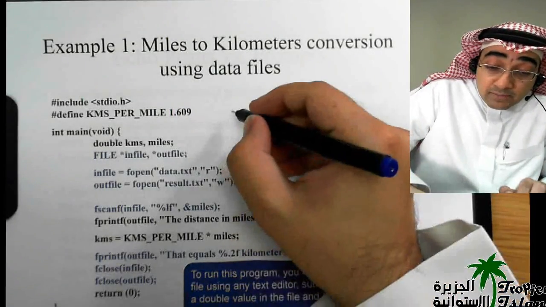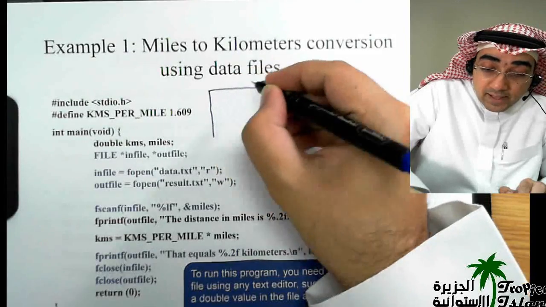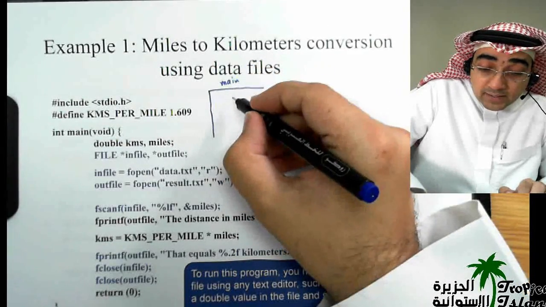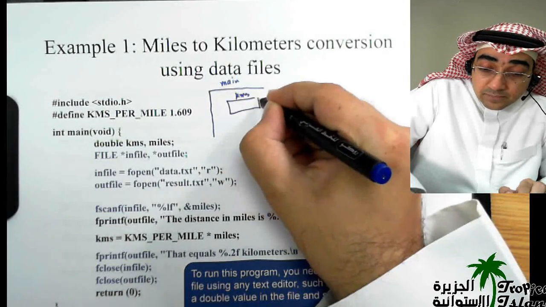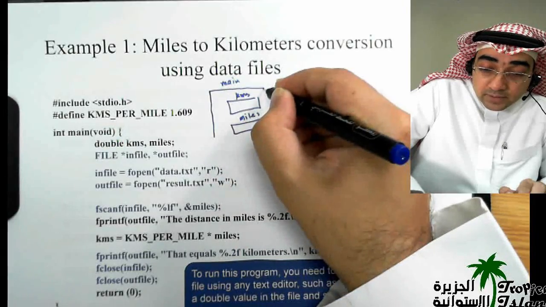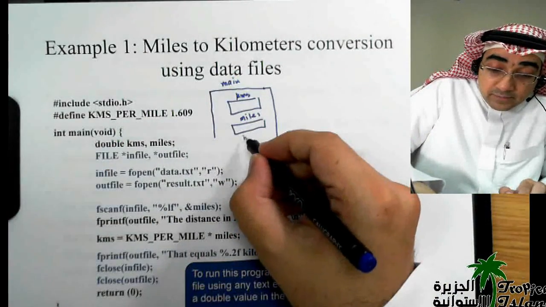Okay, so if I go to my memory map of my function, I will have the main program having a memory in the main, and inside it I will have KMS as a double. I will have miles as a double, okay, and then I will have file pointers in file.